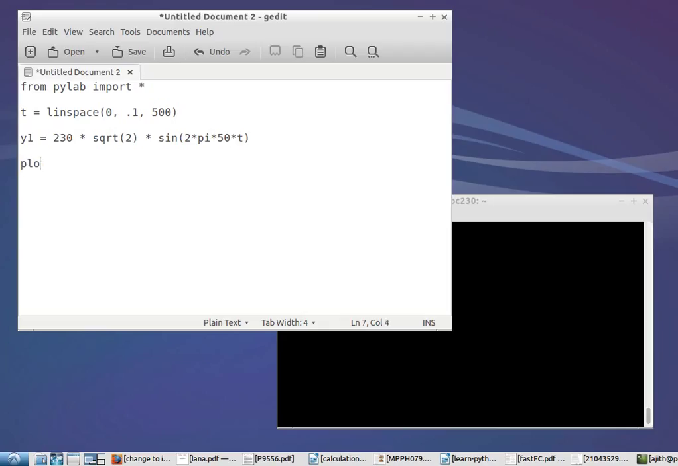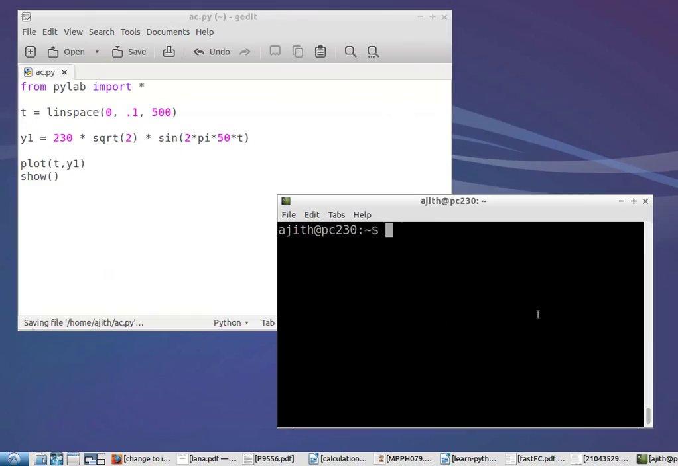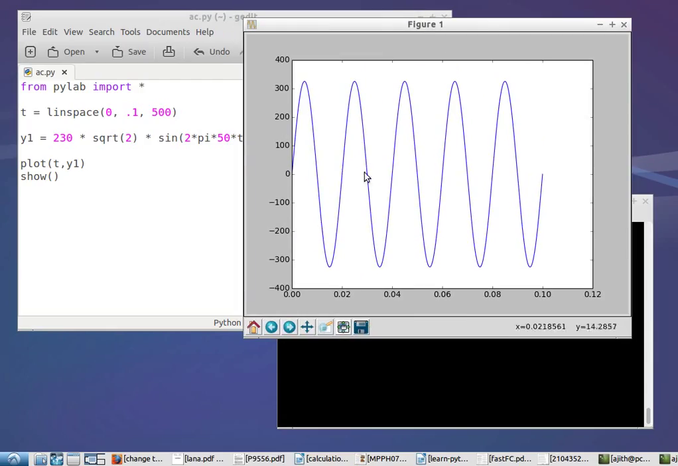So now we can say plot y1. So this will show the single phase AC. Let us say this is AC dot py. Save it as AC dot py and say python AC dot py. So we have, see, up to say 0.1 seconds we have 5 cycles because it's a 50 Hz AC.